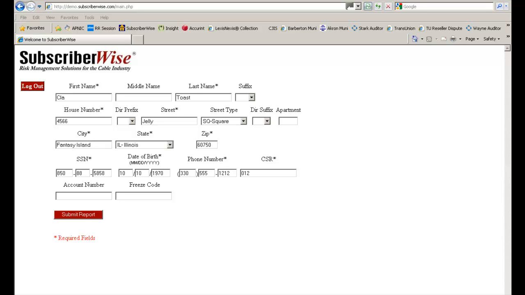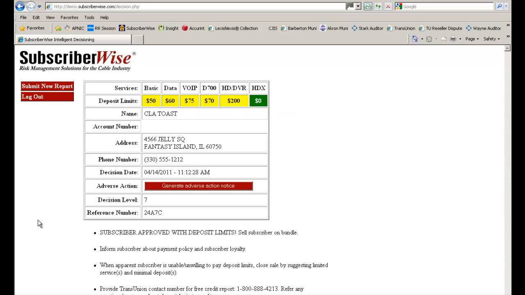As you can see, they simply populate the various fields. The fields that are required have an asterisk. It's always important for CSRs to verify information, particularly the name and the social security number, because SubscriberWise does do identity verification by confirming that the first and last name match the information contained in the credit report. So once the information has been verified and entered, they click the submit button, and that quickly a decision is returned.